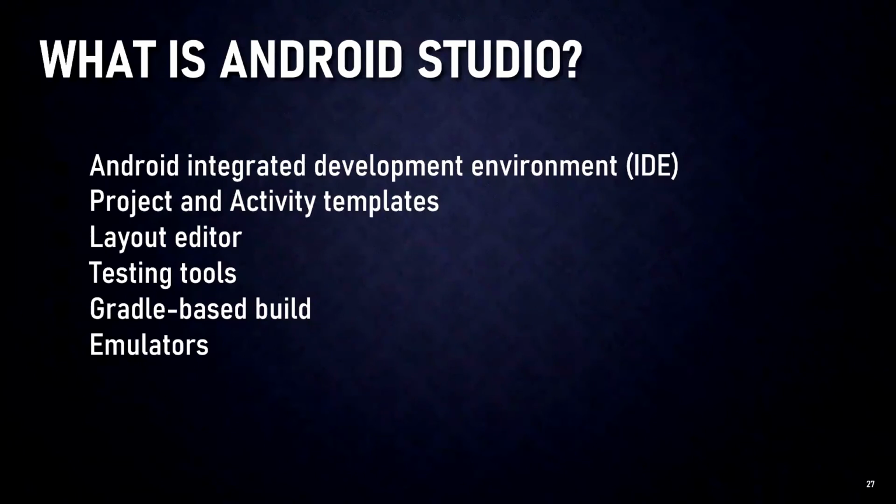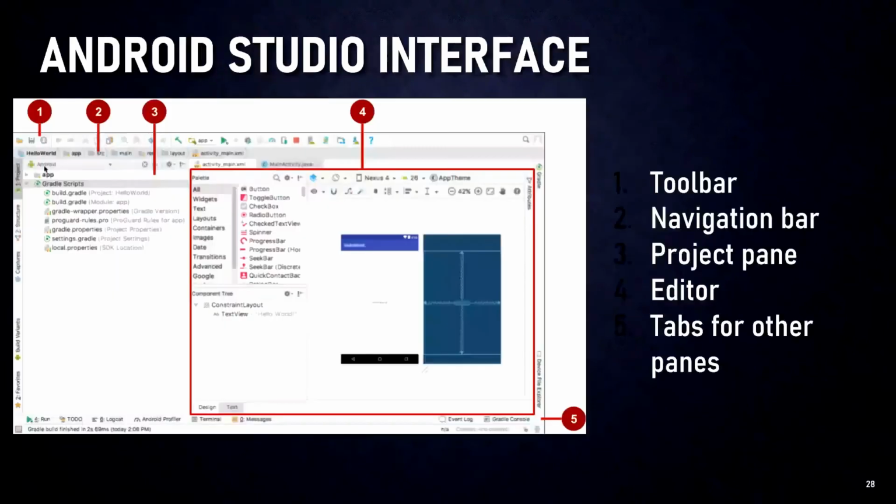Okay, this is what the Android Studio interface looks like. Here you can see first the toolbar, so you can have different icons specified for different actions. And there is also a navigation bar that shows the project hierarchy. The project pane is here so that you can select one of it and get started. And the editor part is here so that you can edit your code. Also the layout part.